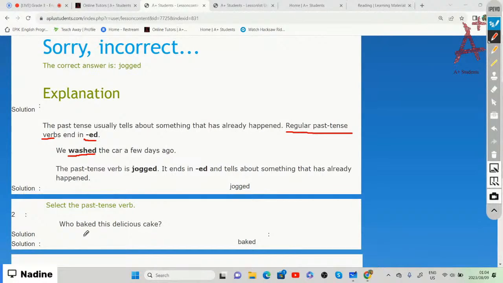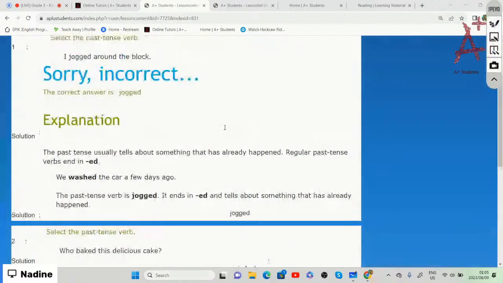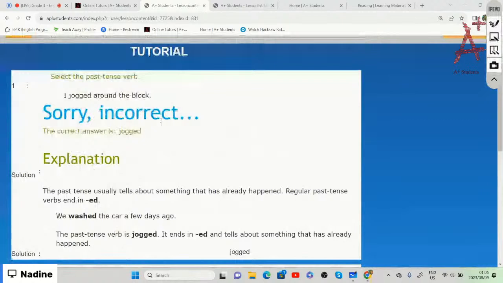So we basically added the ed to our verb, right? And then it is a regular past tense verb. So wash, washed, right? So regular past tense ends in ed, which is, for example, washed, jogged, baked, played, and so on. All right, so now we need to identify or select the past tense verb.